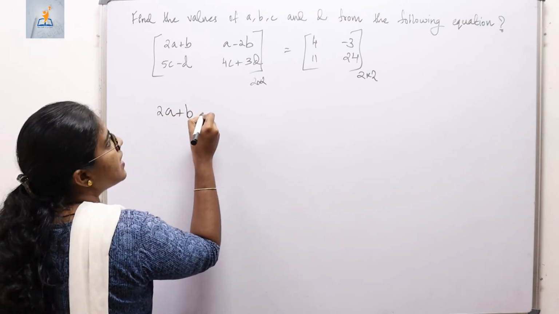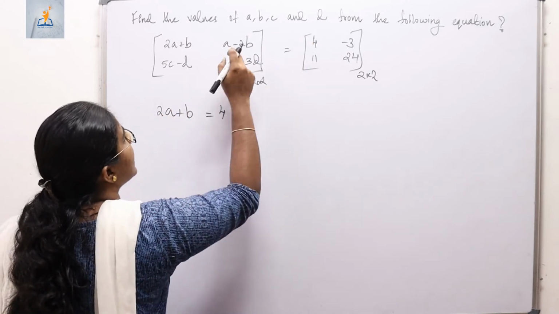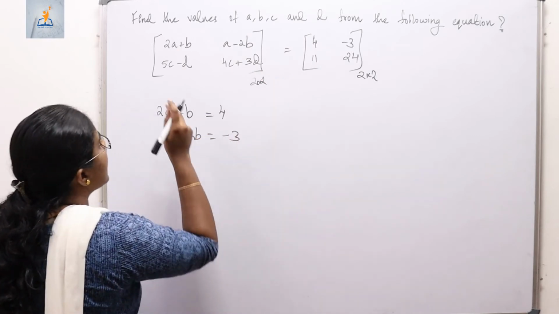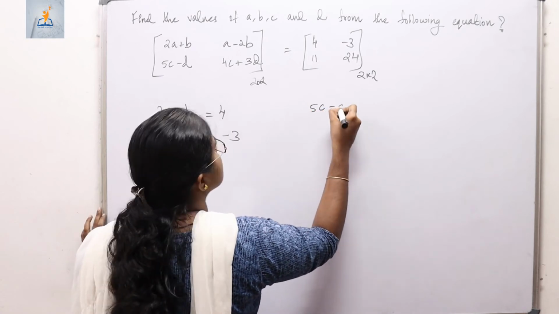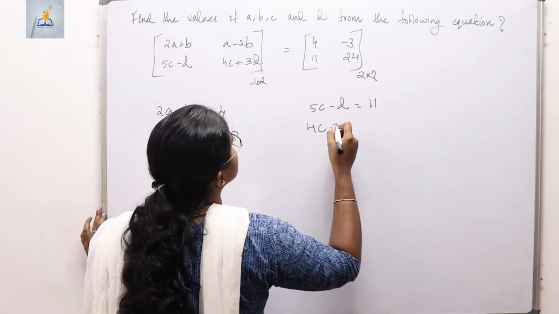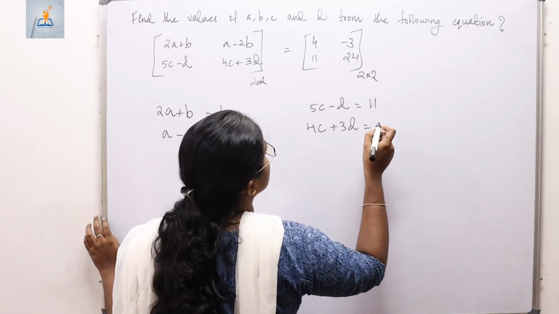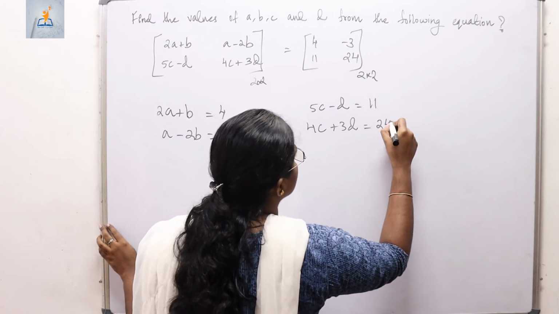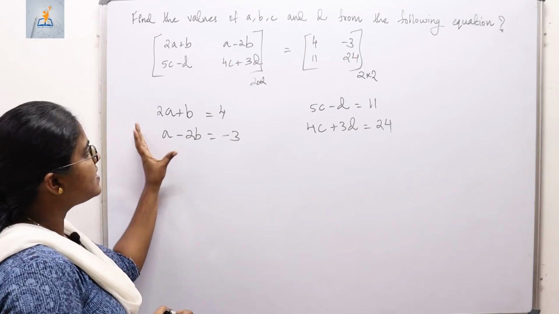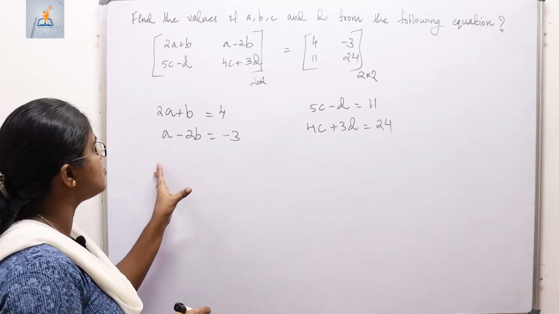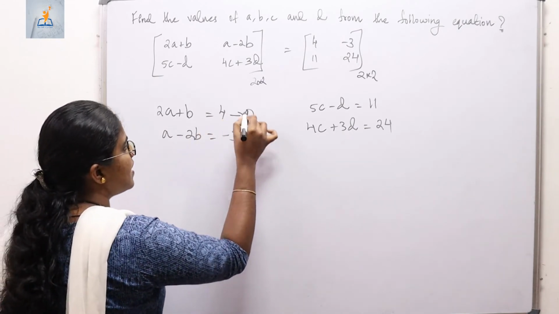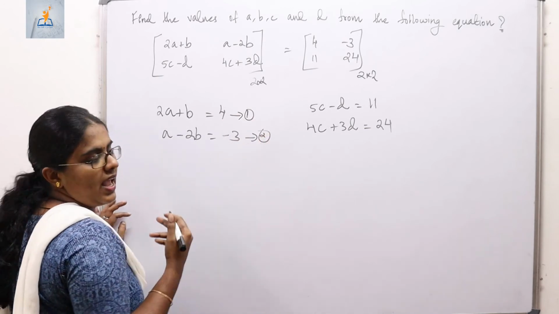2a plus b is equal to 4. Again a minus 2b is equal to minus 3. Again we have 5c minus d is equal to 11 and 4c plus 3d is equal to 24. So looking into these two equations, we can say that this is a pair of linear equations in two variables a and b. So we can solve easily these equations by using elimination method.